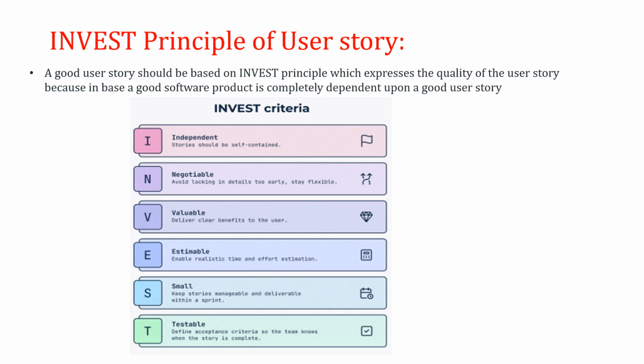V stands for valuable. Every user story should provide some value to the customer. E stands for estimable. The development team should be able to understand the story well enough to estimate the effort required to complete it. S stands for small. A user story should be small enough to be completed within a reasonable development period, within a sprint. T stands for testable. The story should have clear conditions that allow the team to verify whether the expected functionality has been successfully implemented.